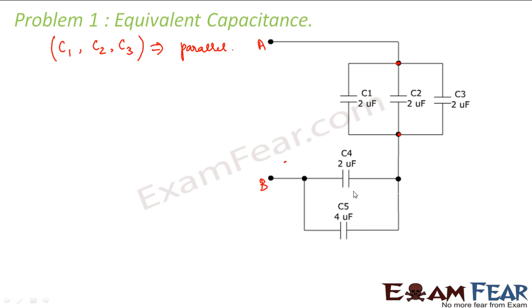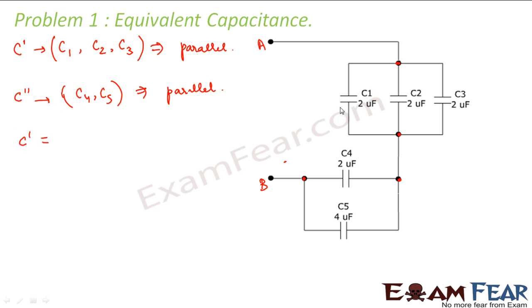Now similarly, if you look at C4 and C5, for them also the starting and the ending points are the same. They are both joined to the same points on both sides. So C4 and C5 also make a parallel combination. So let us calculate this equivalent capacitance. Let us call the equivalent capacitance of these 3 as C dash. Similarly, let us call the equivalent capacitance of these 2 as C double dash.